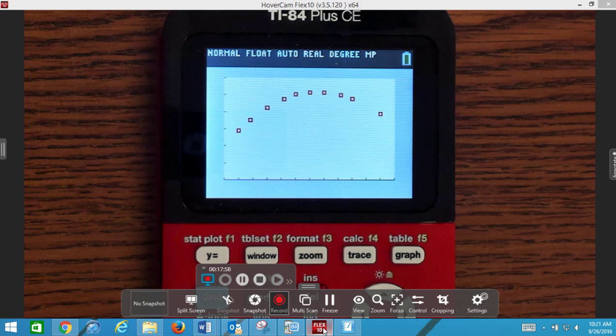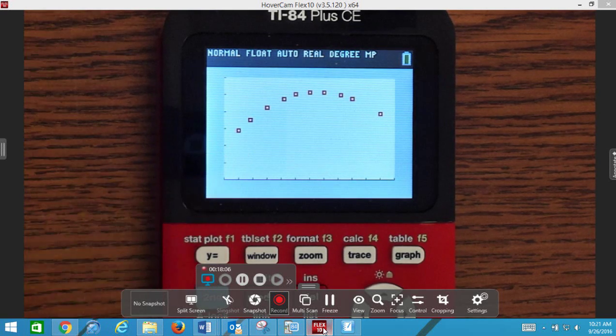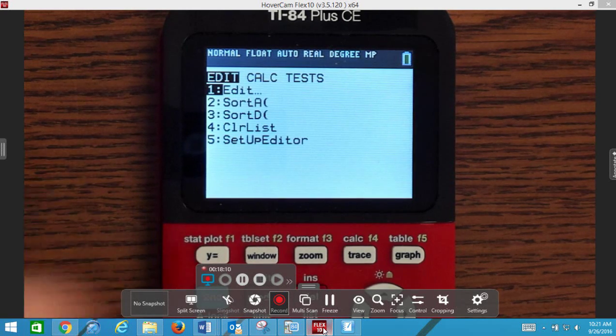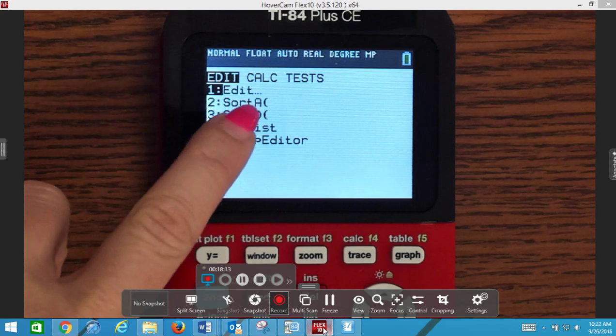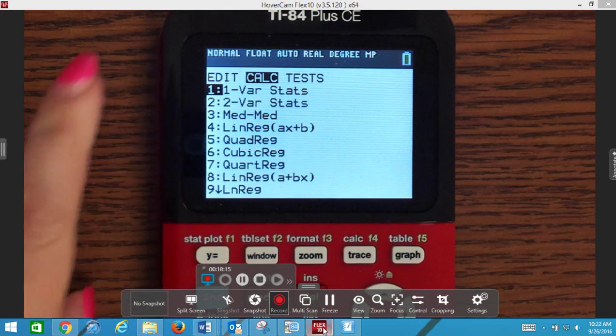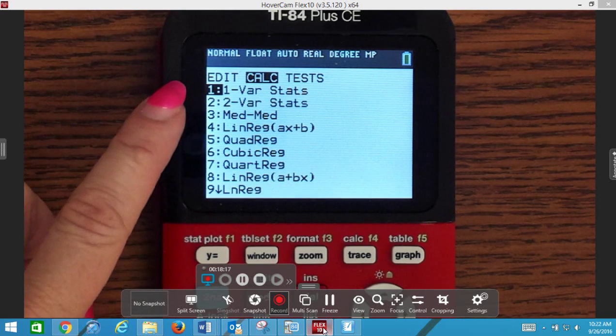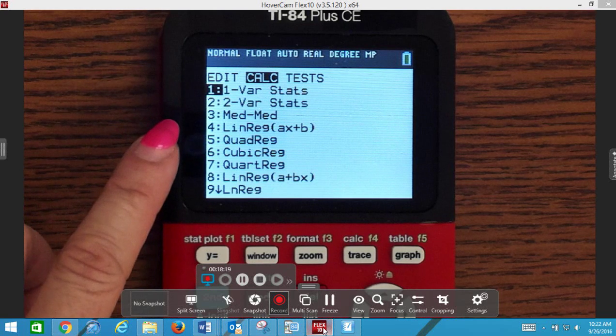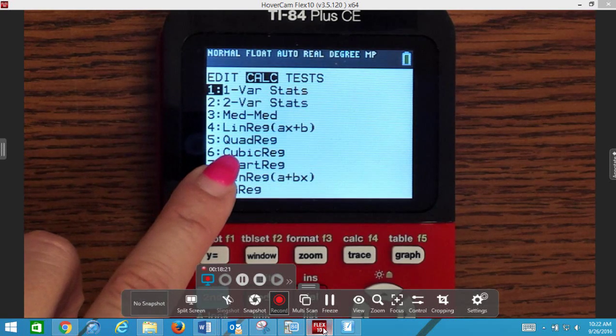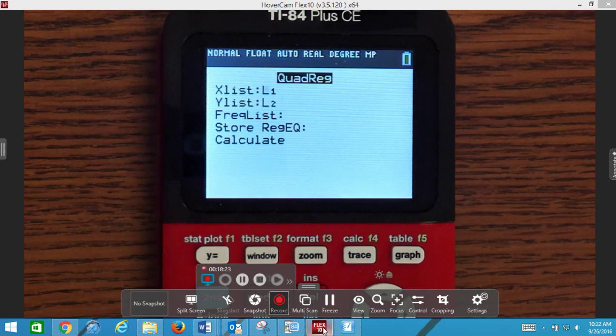All right, now we're going to get our equation. Again, this is review of what we've done before, except this time it's a quadratic rather than linear. To get our equation, we go to stat, and then we're going to calc this time. We're going to calculate the equation. And not linear regression, but quadratic regression, number 5. And then hit enter after that.